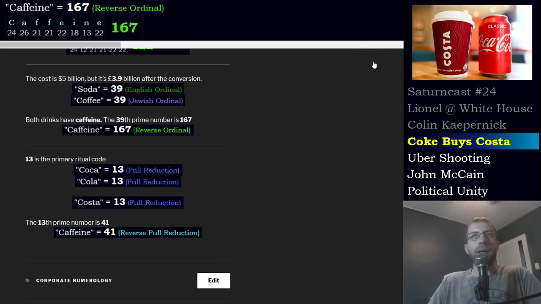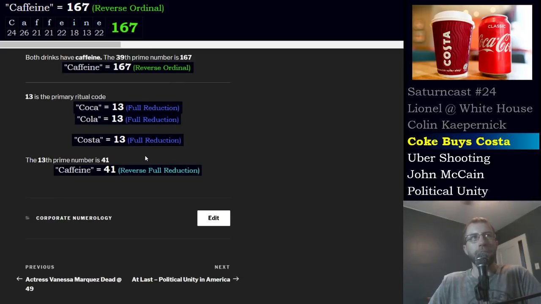The 39th prime number is 167. Both of these drinks have caffeine, which sums to 167. Finally, also notice how Coca-Cola and Costa all have reduction gematria of 13.